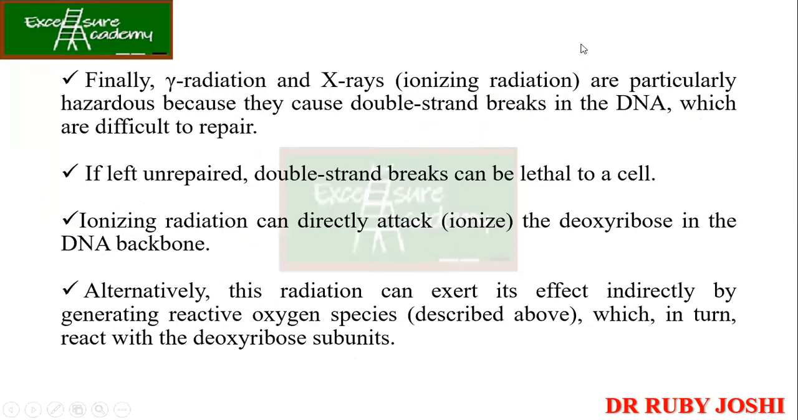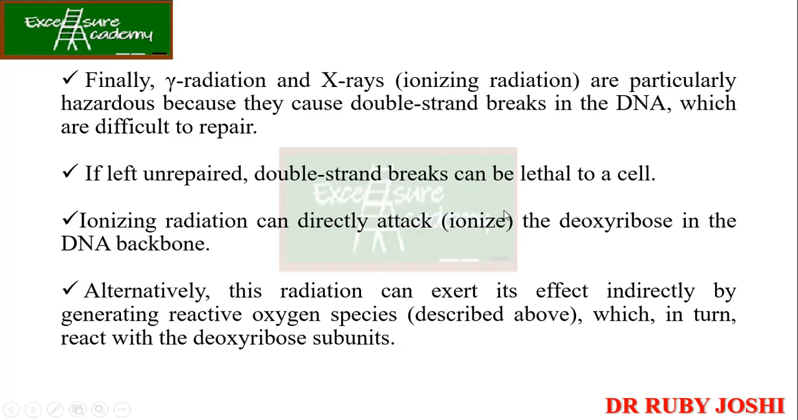Finally, gamma radiation and X-rays are particularly hazardous because they cause double-strand breaks in the DNA, which are difficult to repair. Now, वो double-strand break क्यों करते हैं? Because these radiations have got high amount of energy, and that energy is sufficient to break the double-stranded DNA. Now, suppose it is not being repaired. So, what will happen? जहाँ पे भी आपको double-strand break है, that particular cell is not able to repair itself. So what will happen? That cell is going to die then. So they undergo the apoptosis.